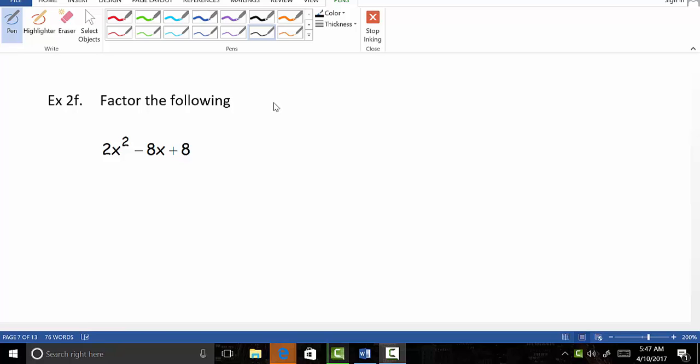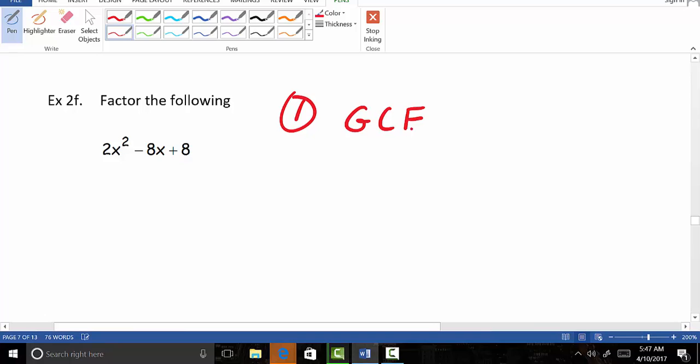Here we are at example 2F from our 4.3, 4.4 set of notes. We're asked to factor the following. And in just looking at this trinomial, we notice that all the coefficients are actually evenly divisible by 2. And so for step 1, we're going to pull out that greatest common factor. So again, they're all evenly divisible by 2, and so if we divide pretty much everything by 2, we end up then with x squared minus 4x plus 4.